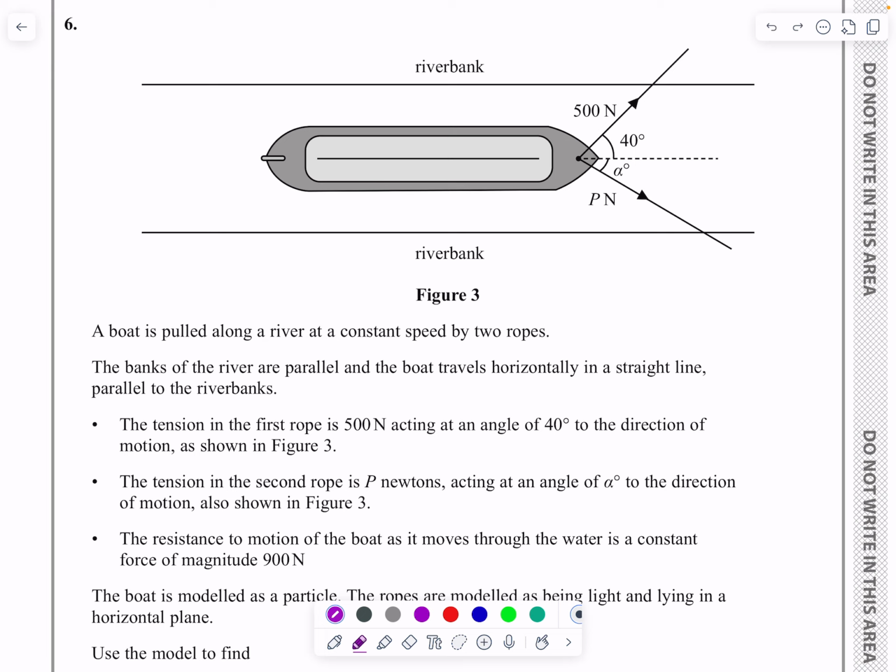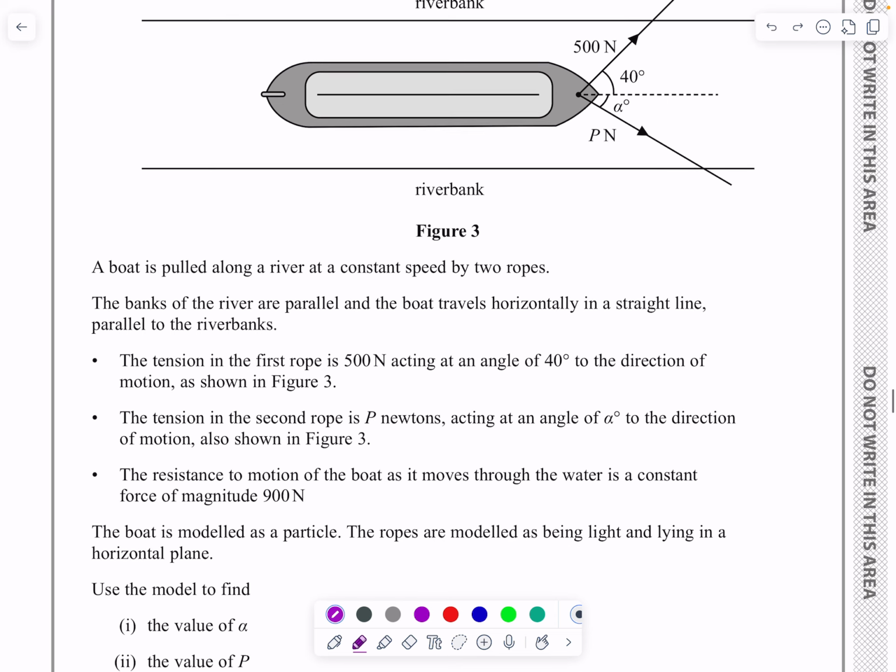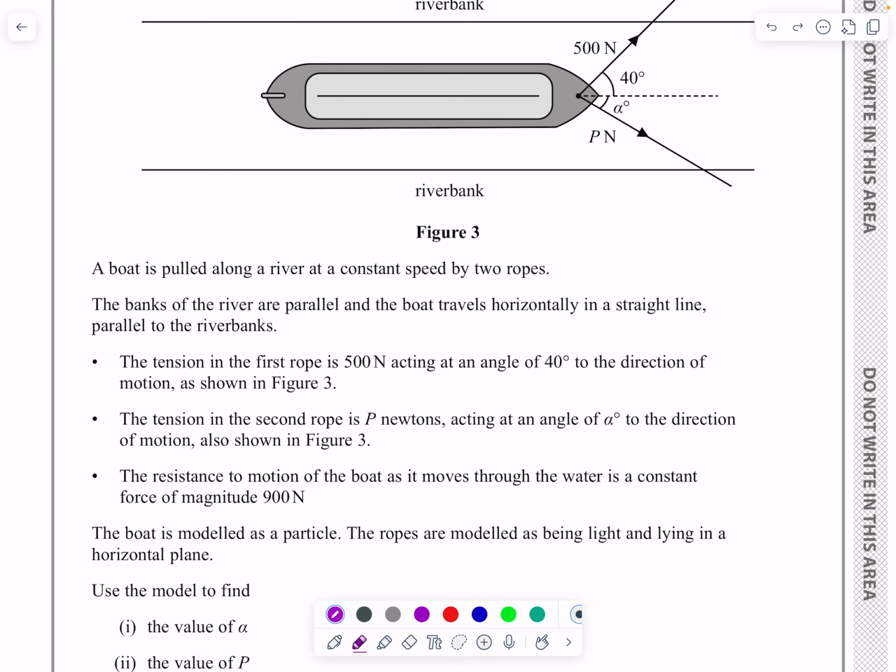So just have a quick read through of it or pause the video. What I'm going to do is draw out a force diagram and then set up some equations. There'll be no overall forces acting parallel and perpendicular to this bank. So let's make a start then.